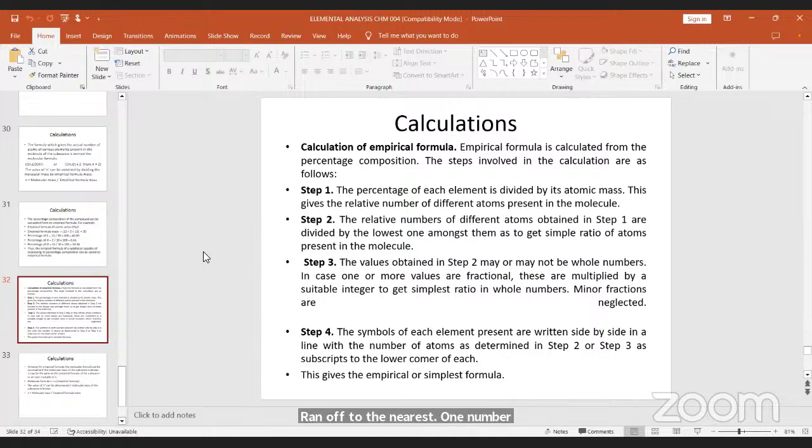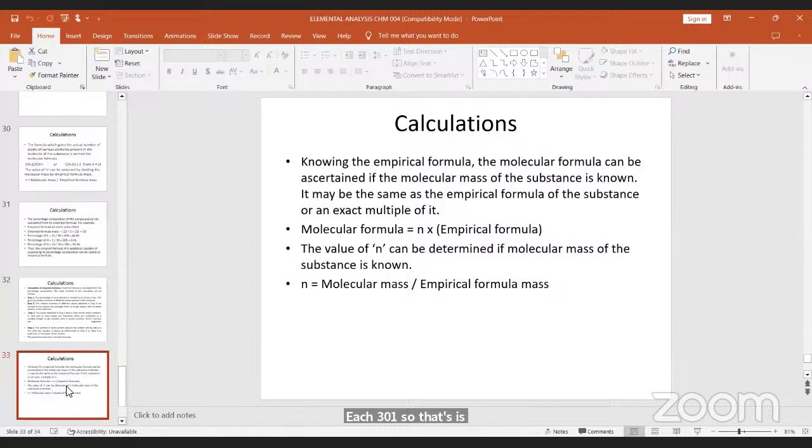Minor fractions are neglected. Step 4: the symbol of each element present is written side by side with the number of atoms that you have now determined. So if after doing step 1 to step 3, I get carbon is 2, hydrogen is 3, oxygen is 1, it means my empirical formula is C2H3O1. That is the simplest way by which you get the empirical formula.